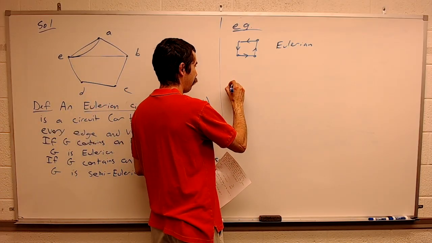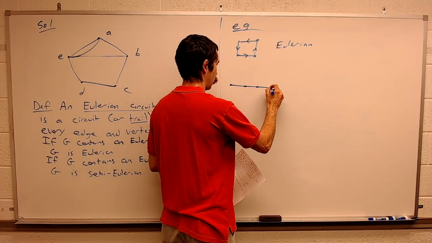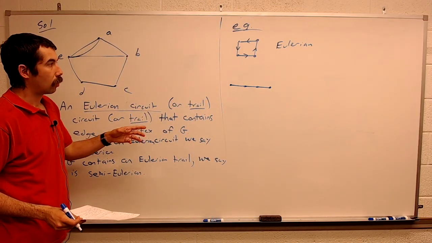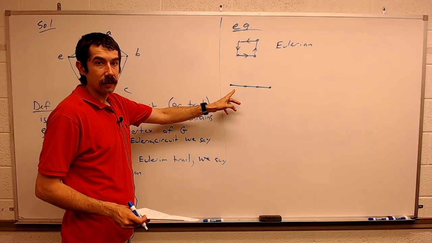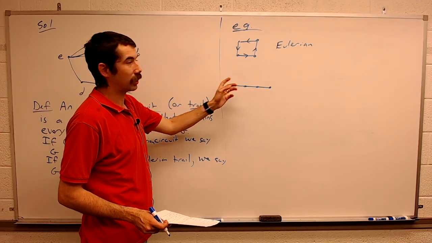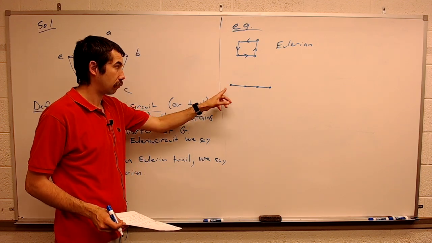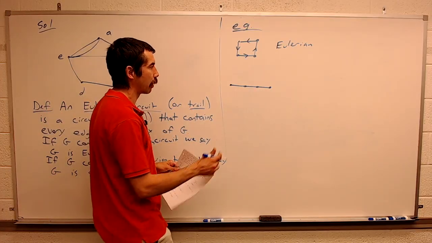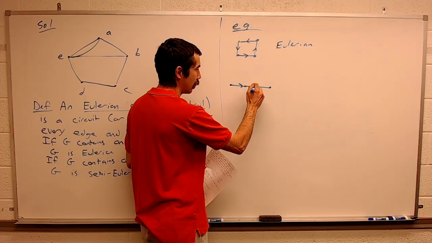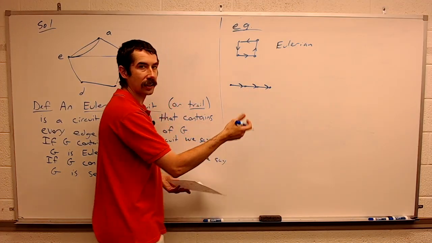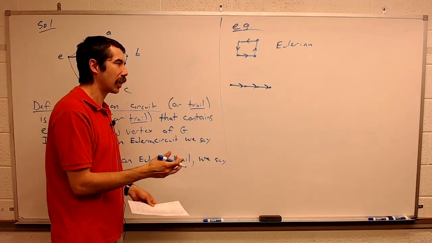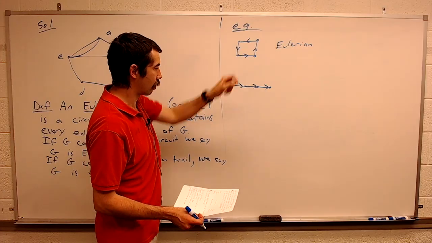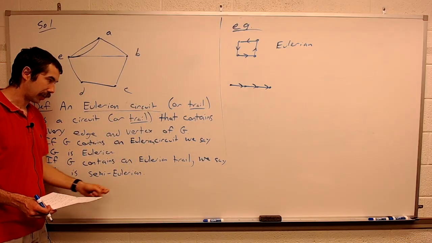Okay, this graph, we can't cross every edge exactly once and start at the same point, no matter how hard you try. So there's no Eulerian circuit, but there is an Eulerian trail, right? If we start here and go to here, we hit each vertex and edge exactly once, right? So why is this a trail, not a circuit? Circuits have to start and end at the same point. Trails do not. Okay, so this is semi-Eulerian.